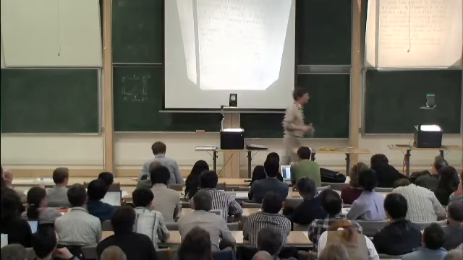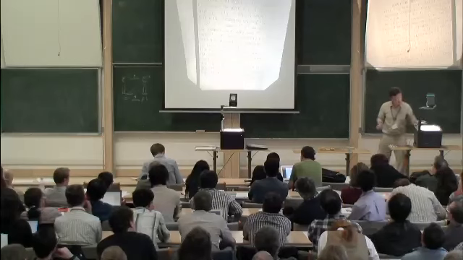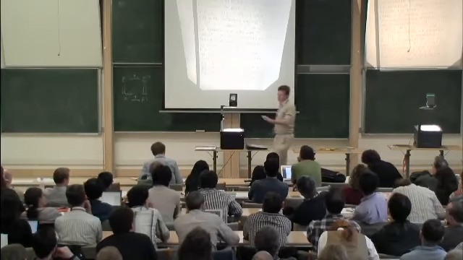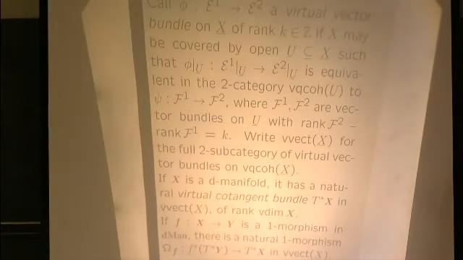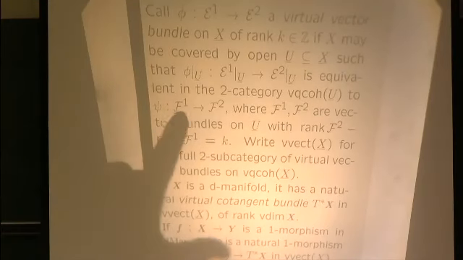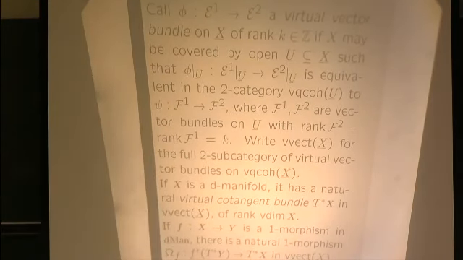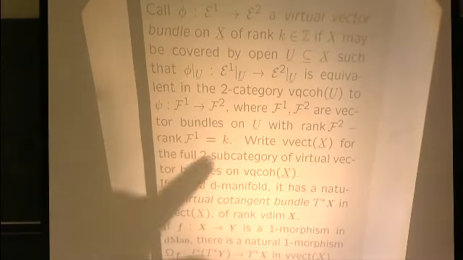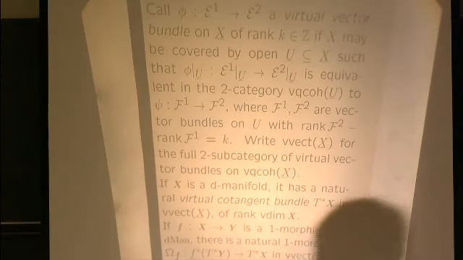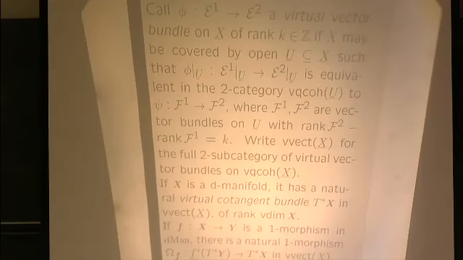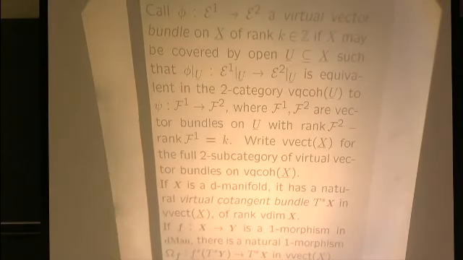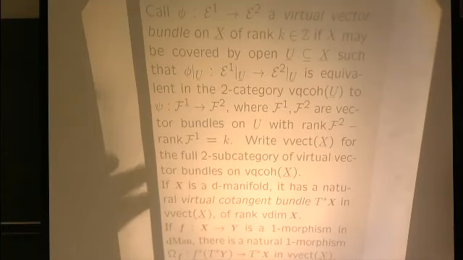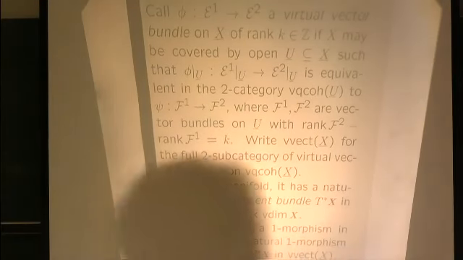Then we define something to be a virtual vector bundle if you can cover X by open sets U such that phi restricted to U is equivalent in the two category of quasi-coherent sheaves on U to something where the two sheaves are vector bundles, and the difference in the ranks is k. If we write v vector of x for the full subcategory of virtual vector bundles in here, then every D-manifold has a natural virtual cotangent bundle, T star of x, whose rank is the virtual dimension of x.